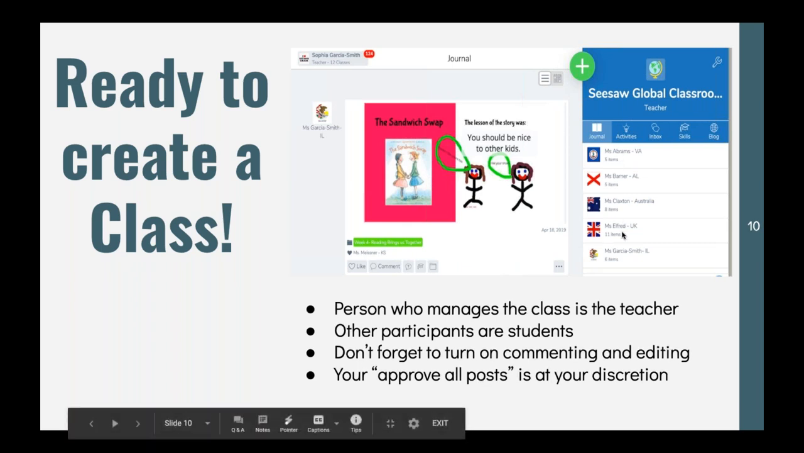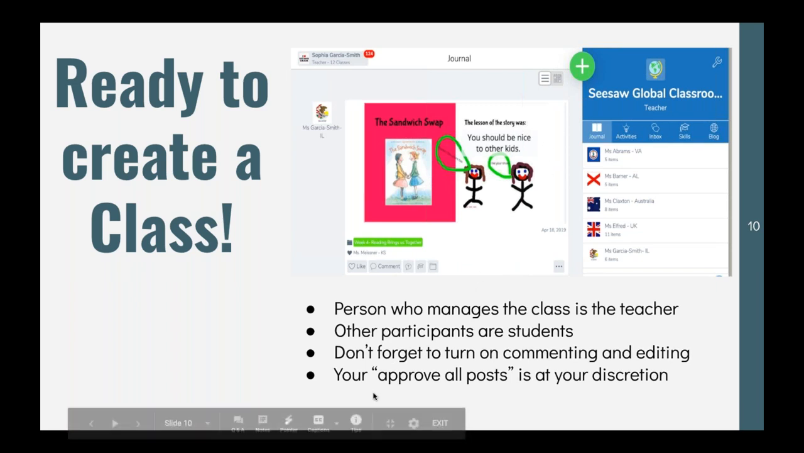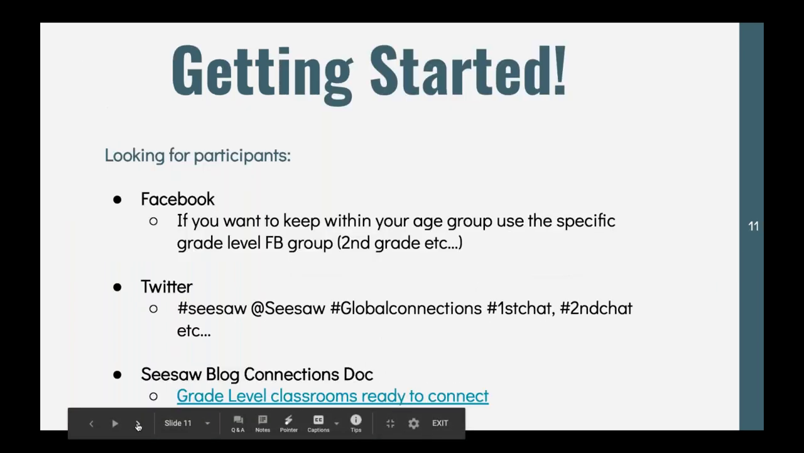As you can see, all the teachers are here. You can see where they're from. I put that right into their name. So Alabama, Virginia, Australia, the UK, and then here was my classroom right here. This was the Sandwich Swap, which I loved about Seesaw. You put the picture in there. The kids were able to draw. They were able to type and tell us what the lesson of the story is. So it can all be done within Seesaw.